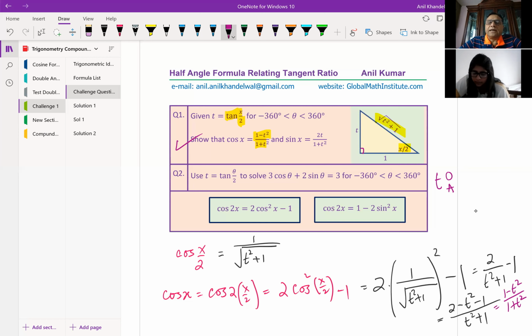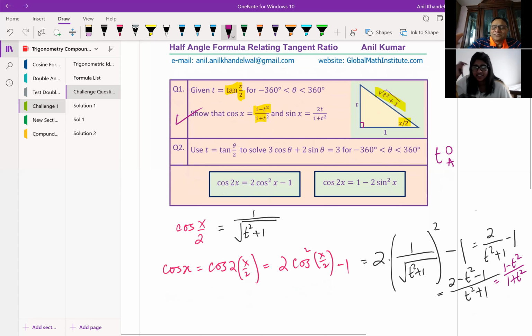Now, second part, sin x is 2t over 1 plus t squared. How will you solve this now? So what's the formula for sin x? Or is there a formula? Oh no, we just need to do opposite over hypotenuse. Yeah. Got it. Excellent. So just need to do as you said.